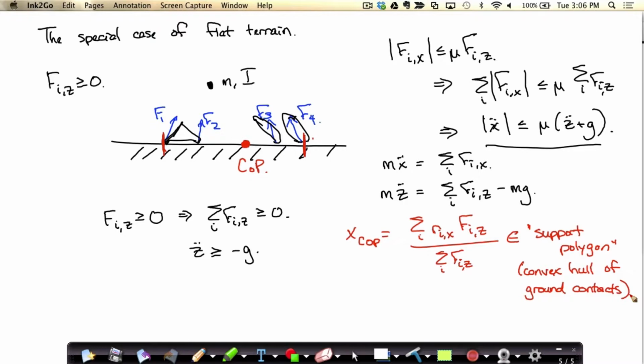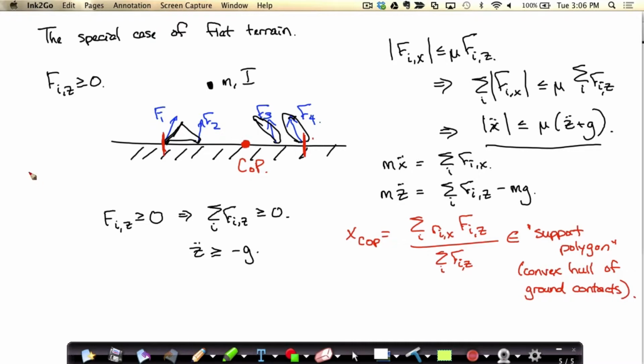And then the magical thing about this particular constraint is that there's a constraint here on the center of pressure, but the center of pressure tells me what's happening at my center of mass. Okay, this is the magical constraint. Do you have a question?